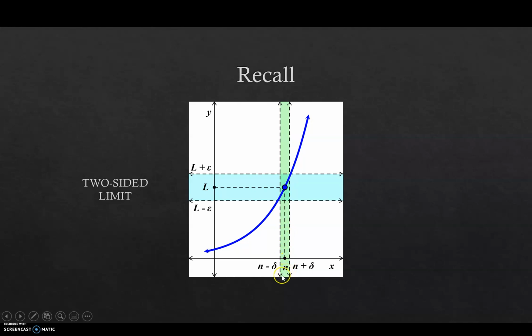We're going to test x values between n minus delta and n plus delta. And we want every x value in this green region that we plug in to produce y values in the blue boundary, okay? So we want all of these x's in here to be between these two dotted lines that are horizontal, okay? Now notice we're checking on both sides. So we're doing n minus delta and n plus delta. That's what makes it a two-sided limit.